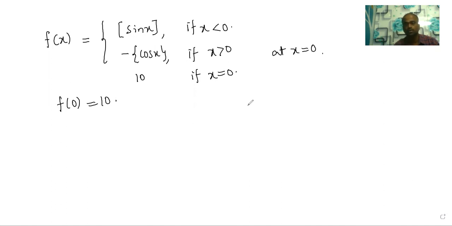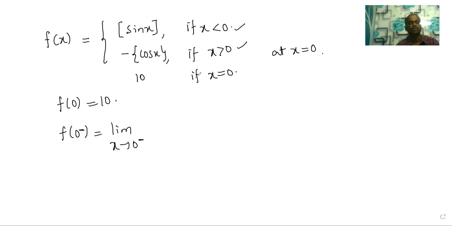That means what I have to show here is that the limit of the function exists and is finite, and the function is defined at 0, but the value of the function at 0 is different from the limit of the function. To calculate the limit of the function at 0, I need to calculate both the left hand limit and the right hand limit at 0. So first I'm calculating the left hand limit of the function at 0, limit x tends to 0 minus.